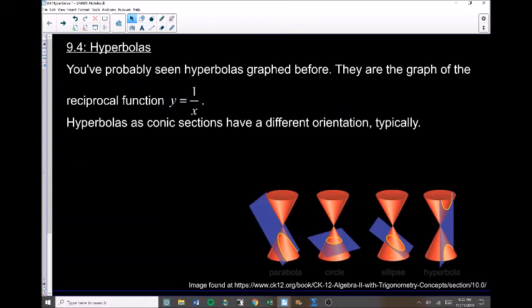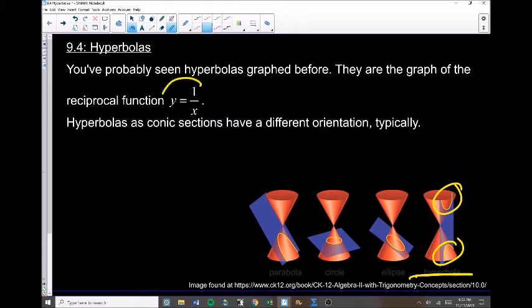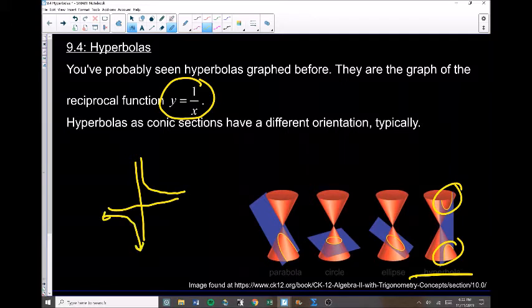9.4 is a hyperbola. It is the last conic section we're going to deal with, this one here. It has two pieces to it, one at the top and one at the bottom. You've probably seen hyperbolas graphed before. If you graph the reciprocal function y equals 1 over x, these hyperbolas look like this. And they have asymptotes that are horizontal and vertical.